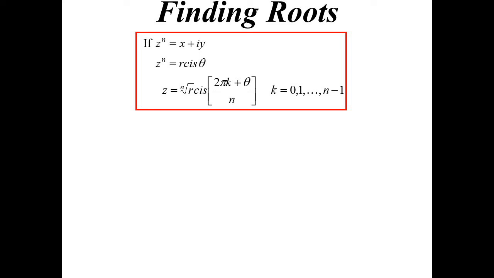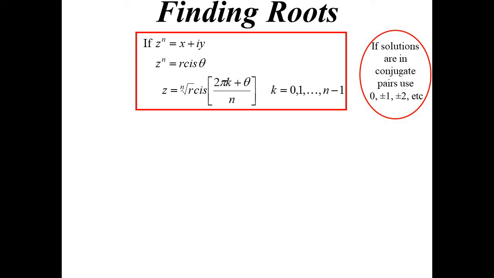Notice though, I've also added in 2 pi k on the top, because when we're talking about roots of a number, we have more than one. Square roots will have 2, cube roots will have 3, and so on. So the 2 pi k in there just takes into account the fact that, hey, I can go around the circle 2 pi radians and I'm back at the same spot. So I just add multiples of 2 pi and then 0, 1, and so on, up to however many we need to get the right number of roots.